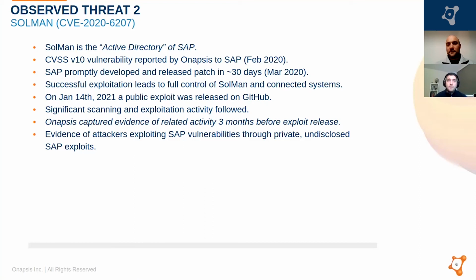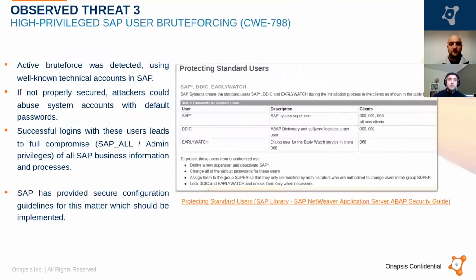So the SolMan vulnerability, or the SolMan vulnerabilities, which are a set of critical vulnerabilities patched by SAP in 2020, are definitely worth taking a look at and keeping an eye on in terms of the criticality and the threat activity. The third one is something really not complex, not fancy.